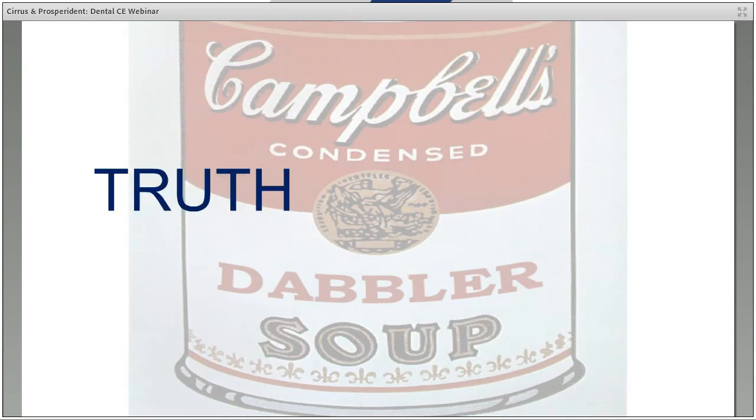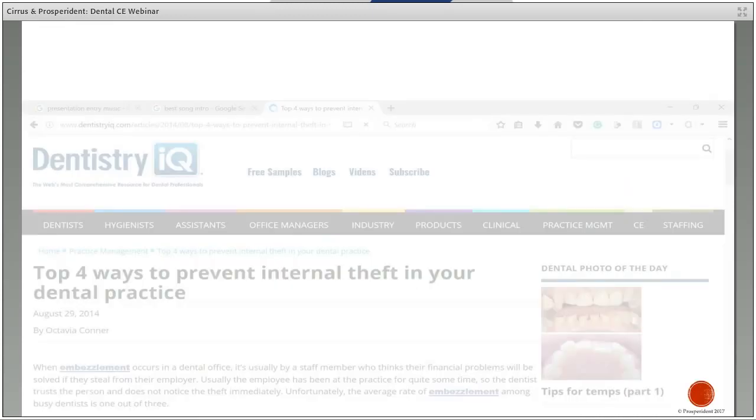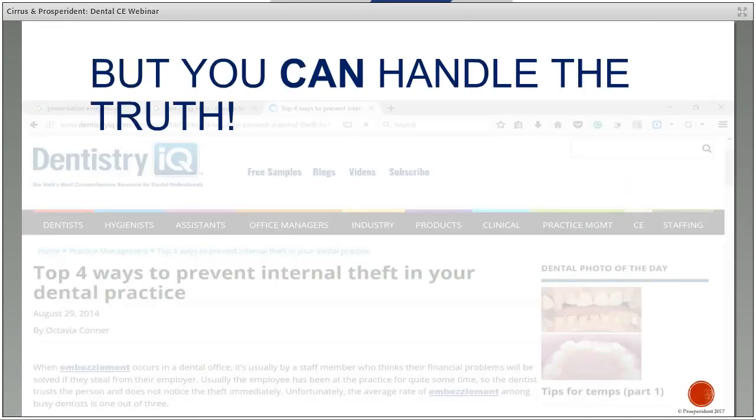My biggest frustration probably in what I do is that there are a lot of people who will write and speak and even assist dentists who have embezzlement issues without really understanding it. And unfortunately, there's a lot of misinformation out there. It's all delivered to you with the best of intentions, but a lot of it is misguided. And let me give you an example.